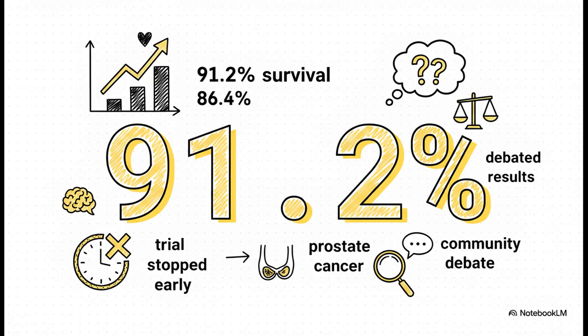But hold on, there is a massive caveat here that you have to remember for the boards. The trial was actually stopped early at 8 years because they just couldn't accrue enough patients, and there were only 46 deaths across the whole cohort. Because it was so underpowered, those survival results are still fiercely debated by oncologists today.